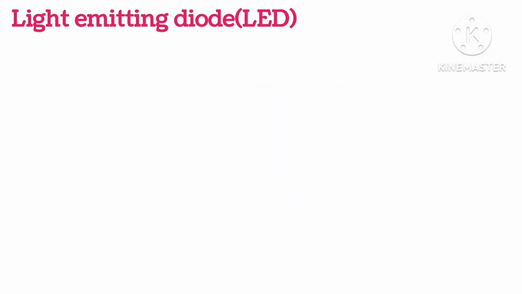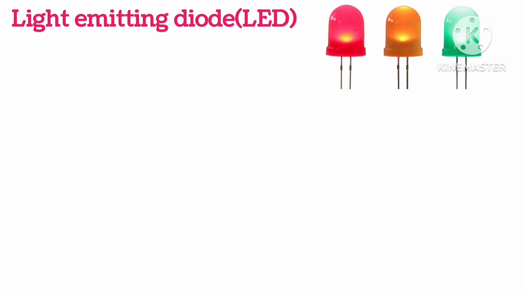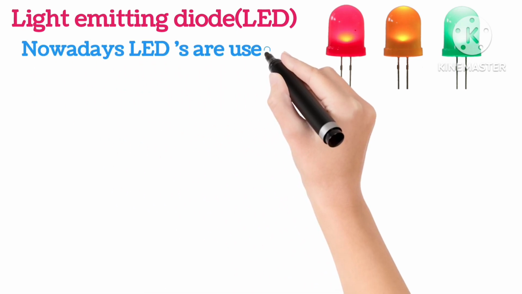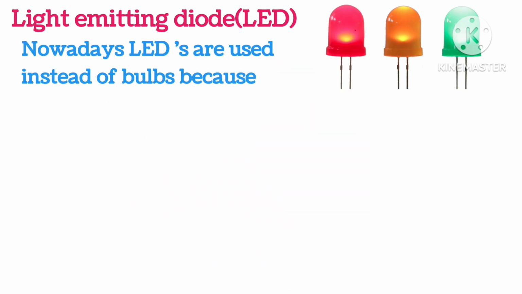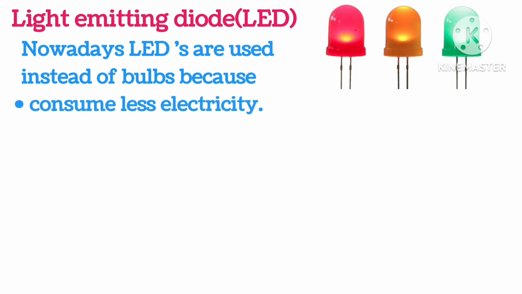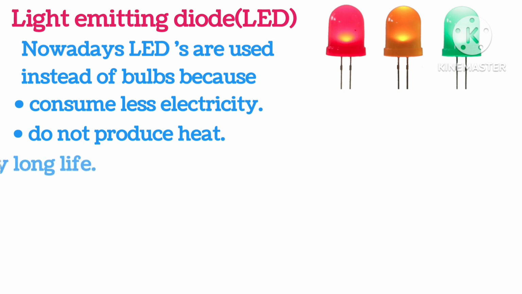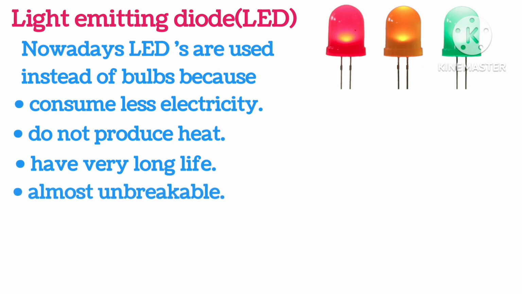Light emitting diode or LEDs. Nowadays, LEDs are used instead of bulbs because they consume less electricity, they do not produce heat, they have very long life, and they are almost unbreakable.